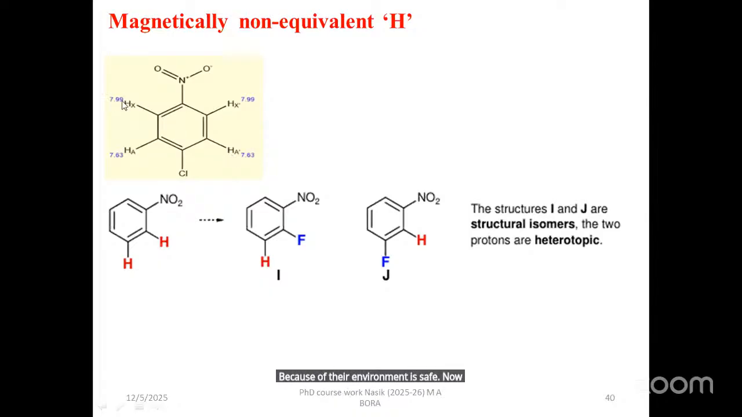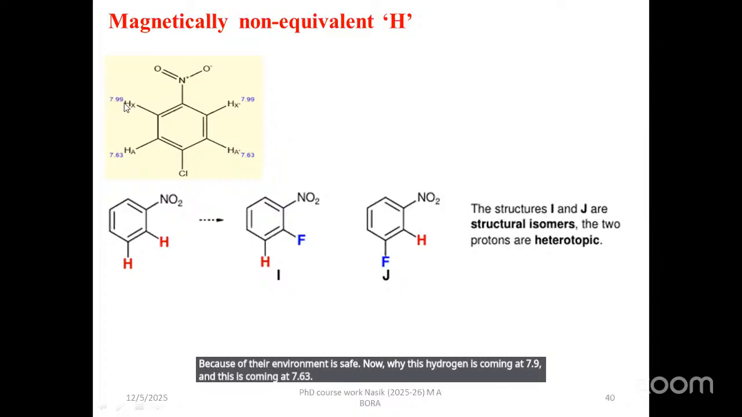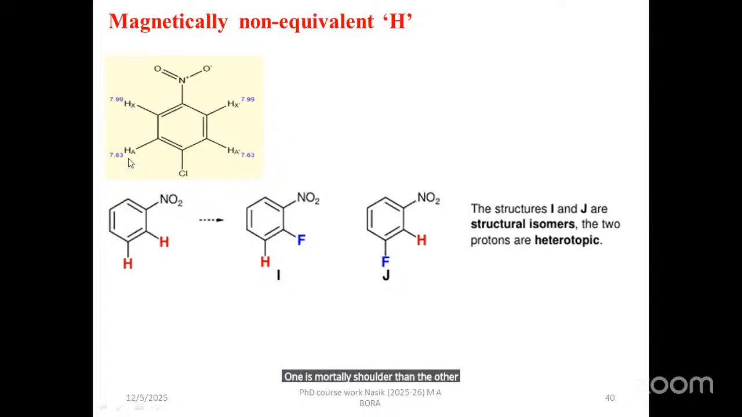Now, why is this hydrogen coming at 7.99 and this at 7.63? One is more de-shielded than the other. Both are de-shielded. Let me tell you, a normal benzene proton will appear at 7.25. Any delta value for an aromatic proton greater than 7.25 will be called de-shielded. 7.25 itself will not be called de-shielded; it's a normal aromatic proton. Any value less than 7.25 will be called a shielded aromatic proton. Greater than 7.25 will be called de-shielded aromatic protons.